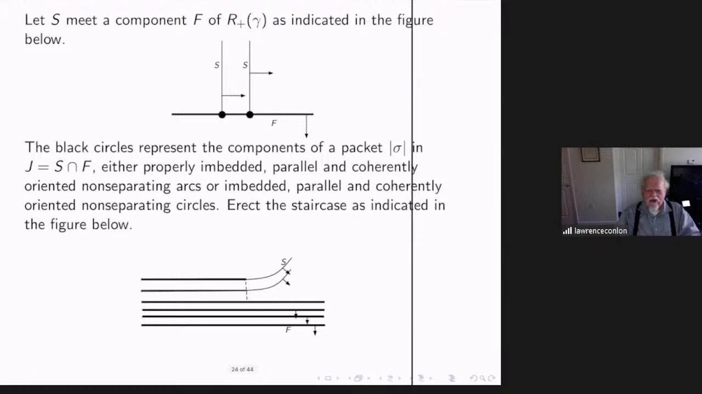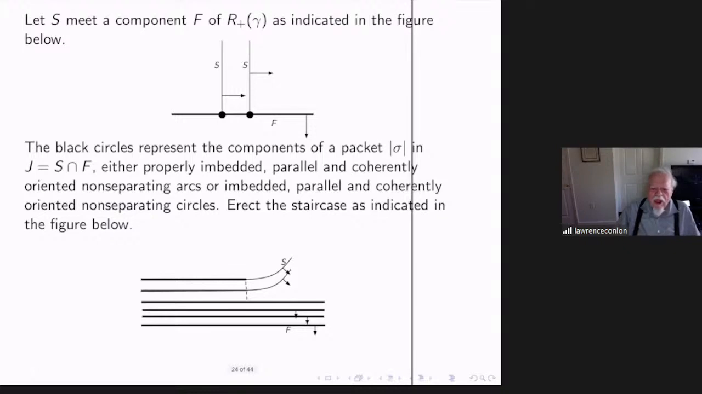Now in this case, the two black circles are representing either two parallel arcs or two parallel essential circles. Excuse this vertical line in that slide. I think my drawing software decided to drive me crazy by introducing it, and I have not been able to figure out how to get rid of it. It's irrelevant.